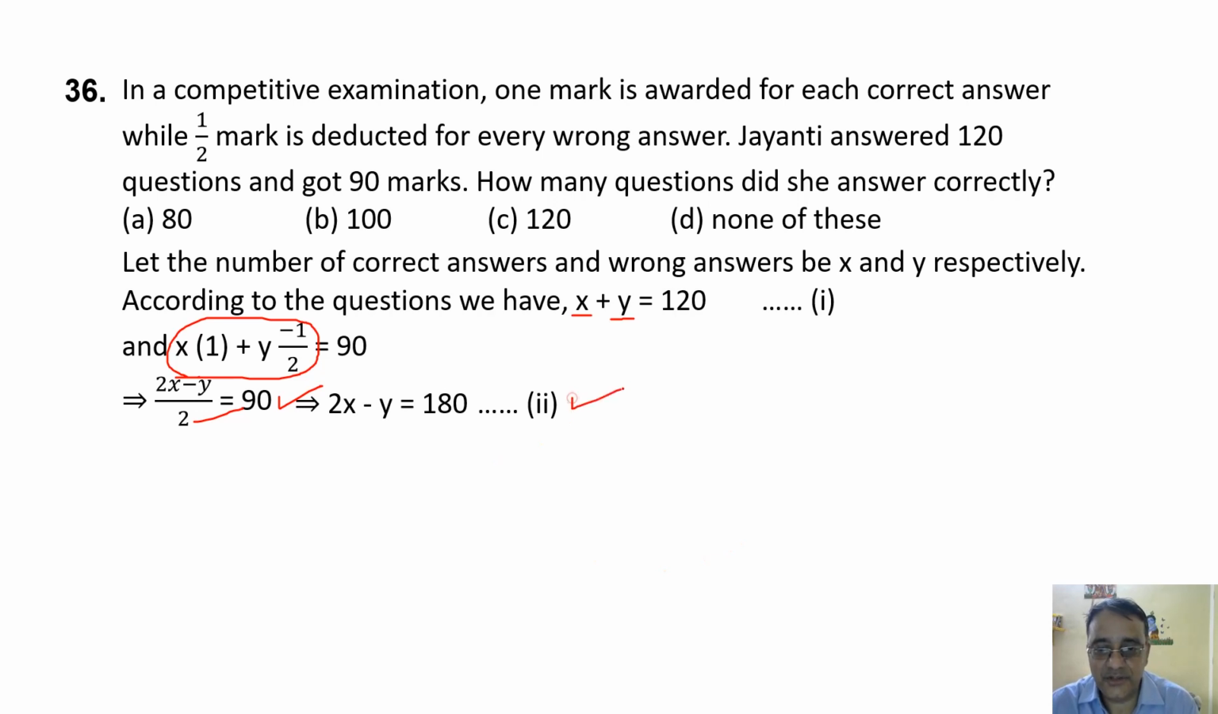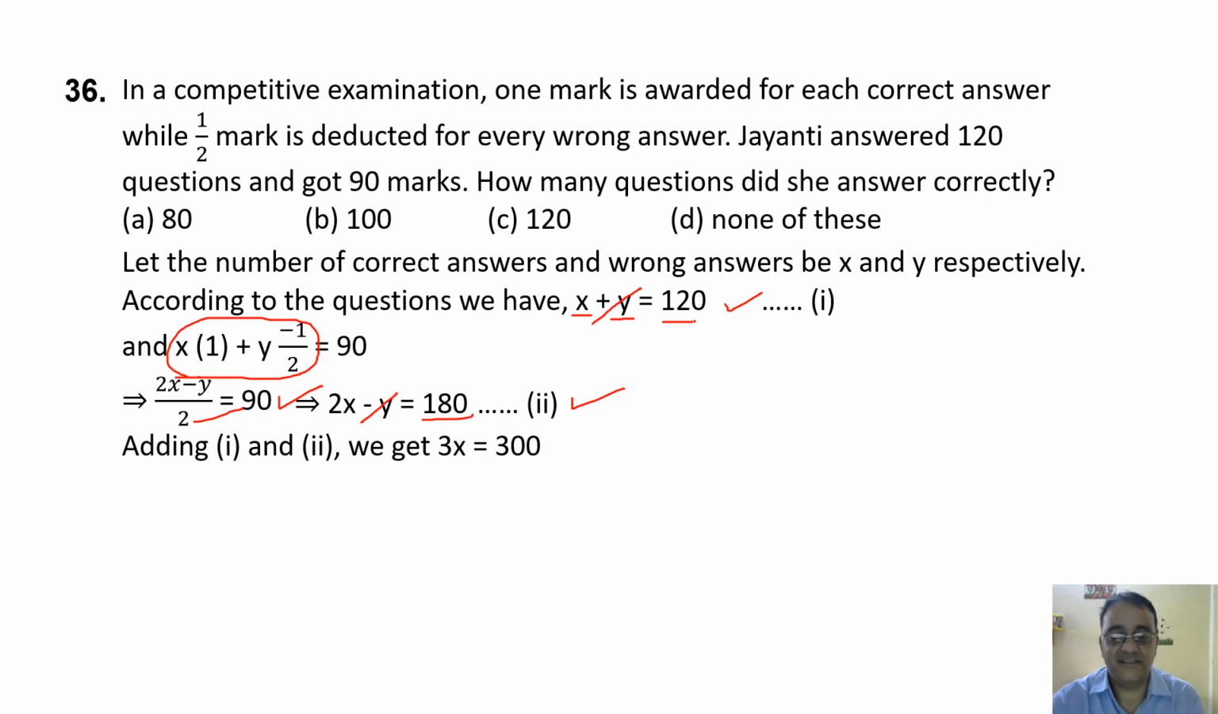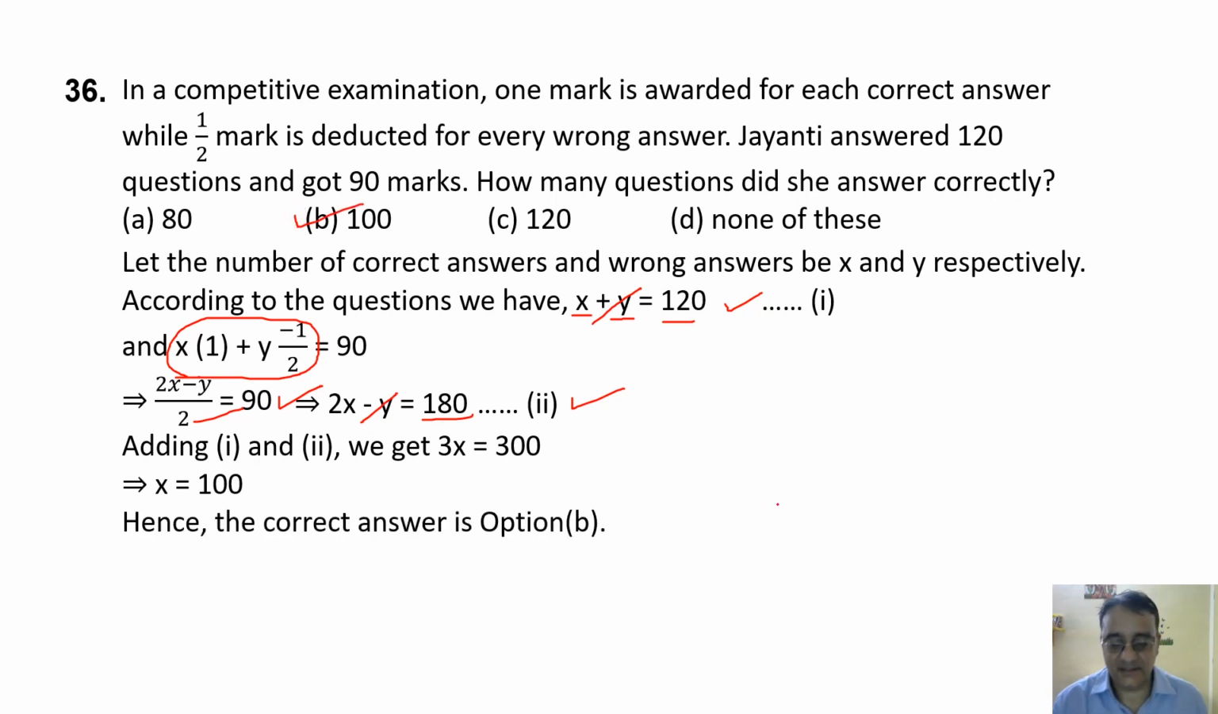Now see these two equations we have to add. If you add, plus y minus y will be cancelled and we'll get 3x is equals to 300. So what is the value of x? 100. So what is the correct option? Option B, right. So now we are moving toward question number 37.